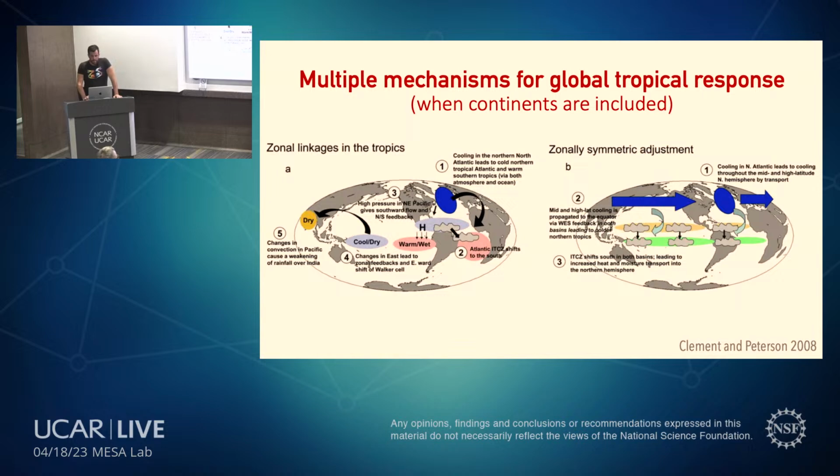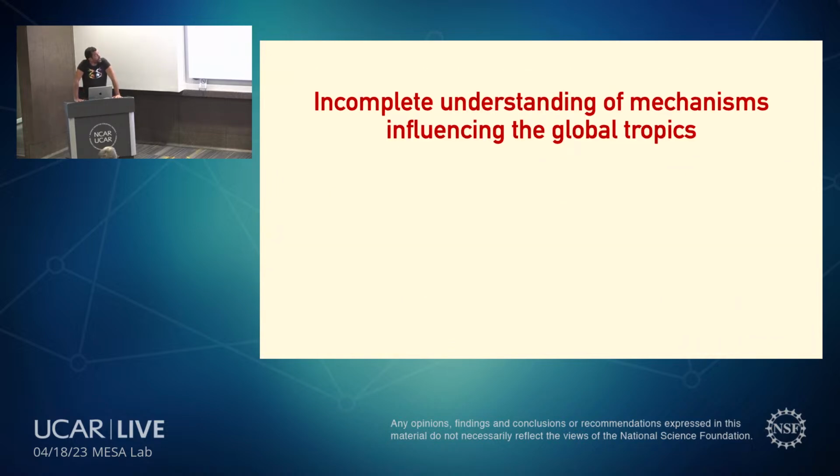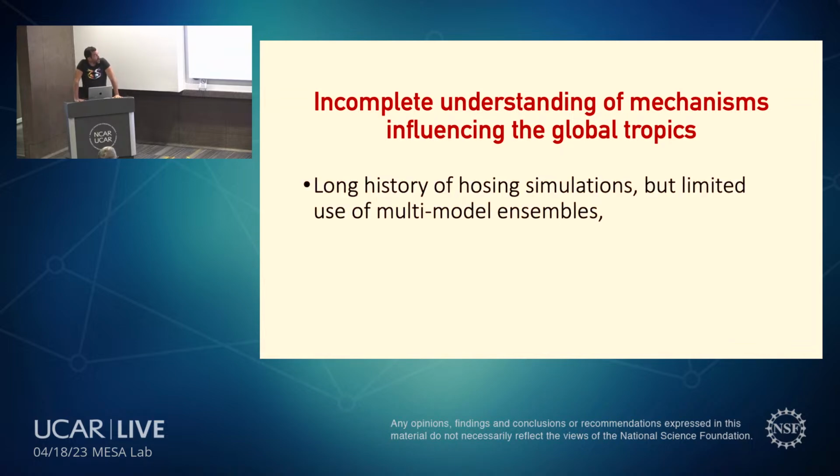So we argue that there's an incomplete understanding of mechanisms influencing the global tropics, despite a long history of hosing simulations, but there's very limited use of multi-model ensembles. Models have uncertainties, and we want to consider them when we study these mechanisms whereby cooling of the North Atlantic is communicated to the global tropics.